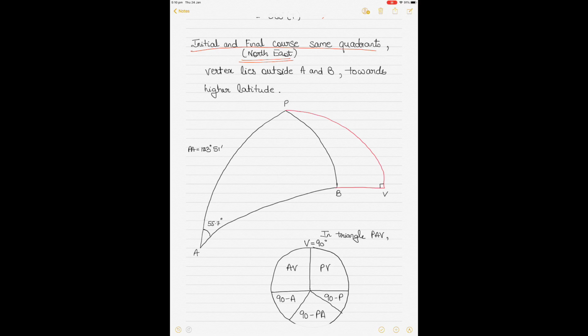Alright, so I have drawn the vertex in an imaginary position. There is no math involved in it. You still don't know where the position is, so it's just an approximation. Draw it outside. The vertex is always at a 90-degree angle. So you've got triangle PAV.